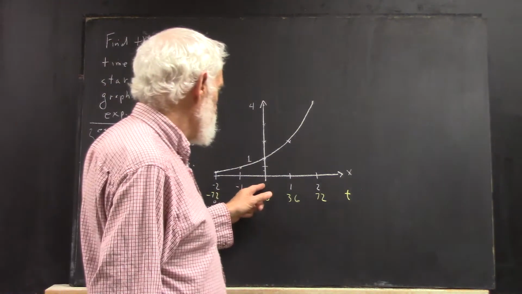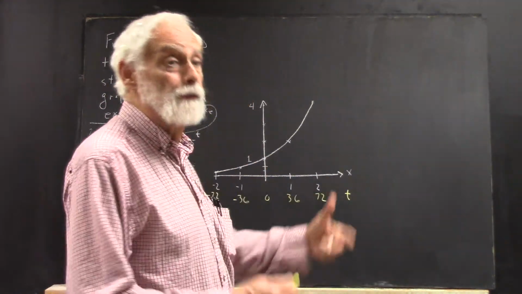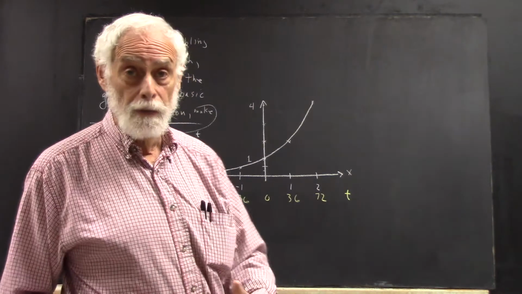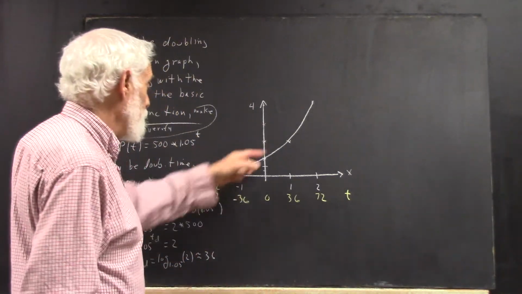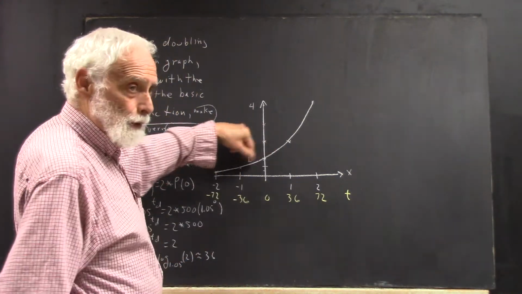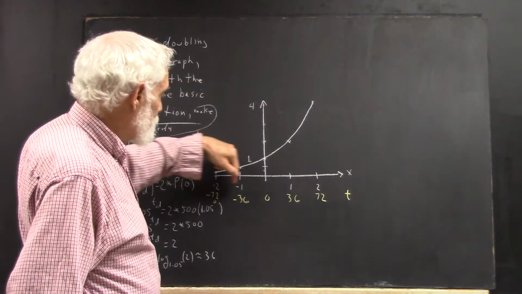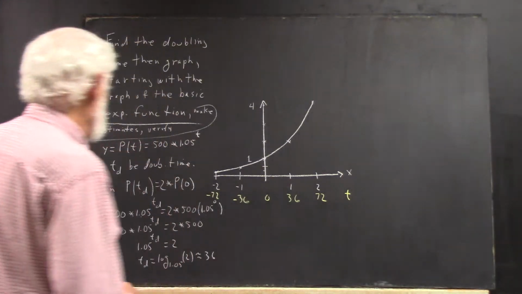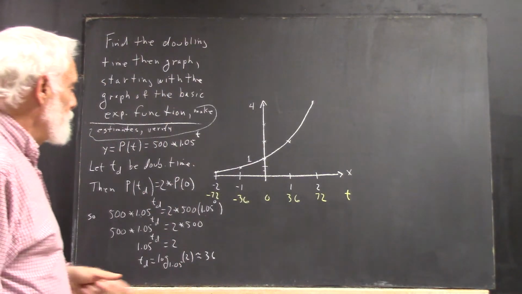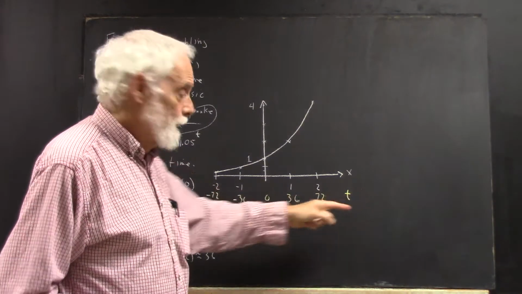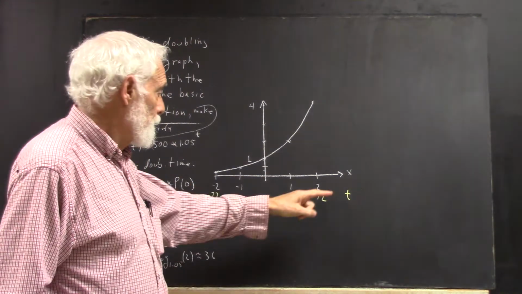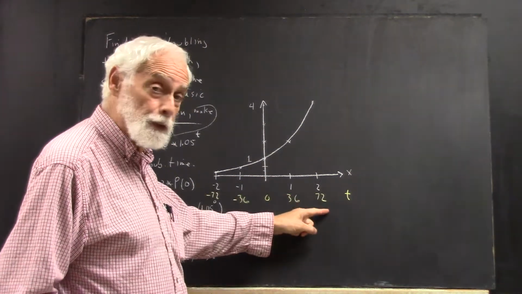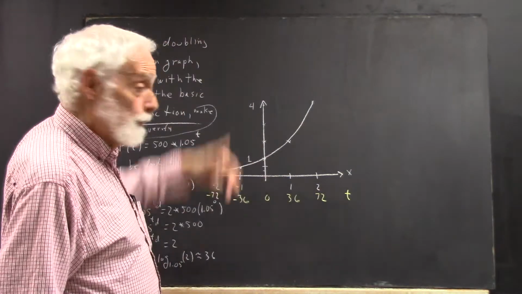A lot of times you're just interested in what happens for positive values of t, but sometimes negative values of t are important too. Like maybe you want to know what this value was 36 years ago, or 72 years ago. Okay, well, all that's important. But see, we just relabeled this graph so that every time t changes by 36, the value doubles.